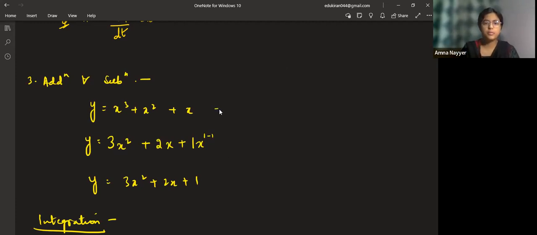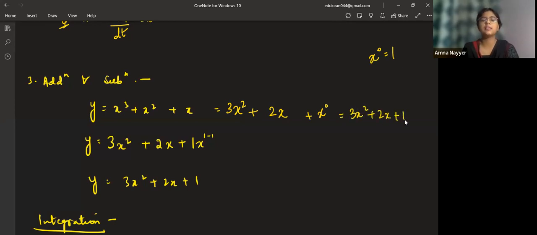For example, first one I'll practice, rest of it no need to write. X cube becomes 3x to the power 3 minus 1, that is 2. So plus x square. X square becomes 2x to the power 2 minus 1. That becomes 1. Plus x to the power 1 is already there, so 1 minus 1 becomes 0, so x to the power 0, and x to the power 0 is 1. So you can write this equation as 3x square plus 2x plus 1.